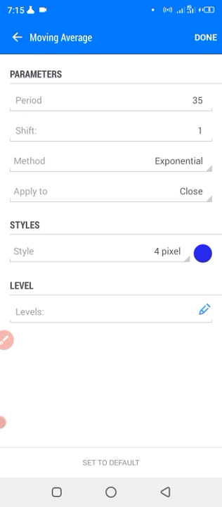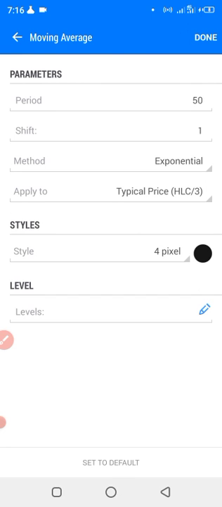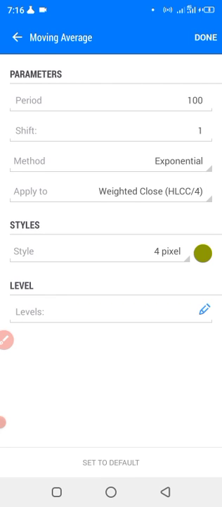And if you look at my 50 moving average, 35 is the same. The 35 period is also having shift 1. This gives me accuracy, and my 50 is also carrying shift 1. The method is also exponential, but applied to typical price, HLC/3. Then I click done. The style is 4 pixel and a color of my choice. Then look at the 100. My 100 period moving average is also carrying shift 1, exponential, but applied to weighted close.